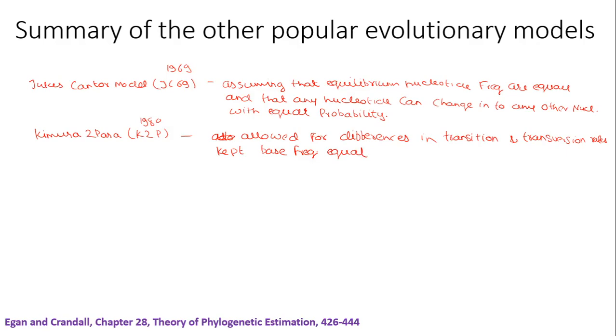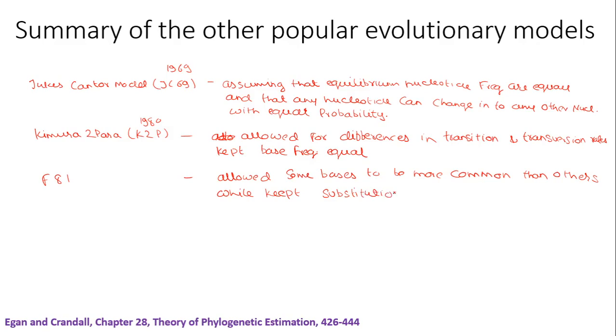Then came F81. This F81 allowed some bases to be more common than others while keeping the substitution probabilities equal. F81 assumes that base frequencies are similar across the sequences. So this is what they did: they allowed some bases to be more common than others while they kept substitution probabilities equal.